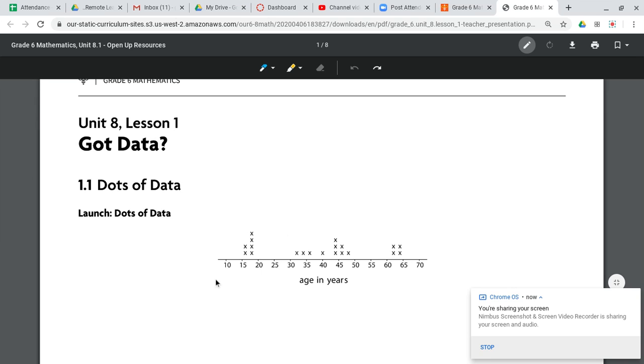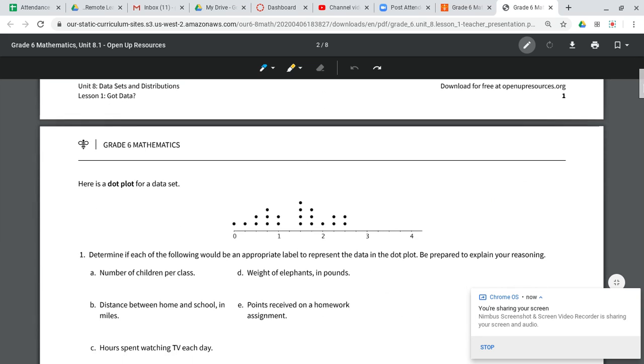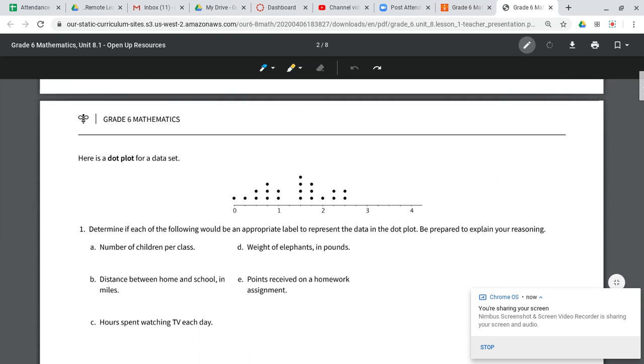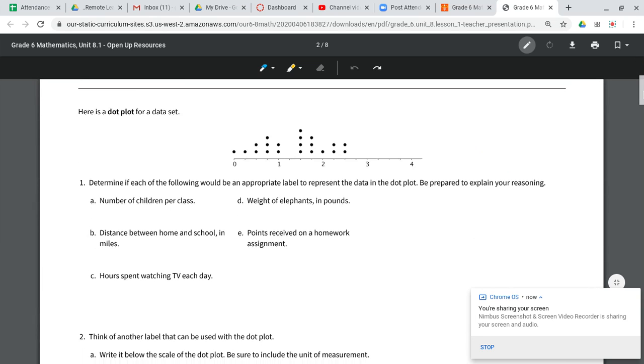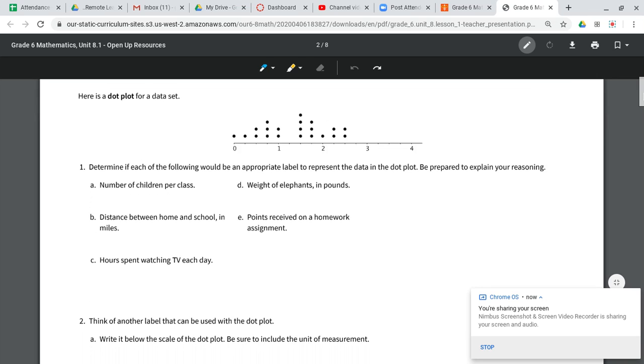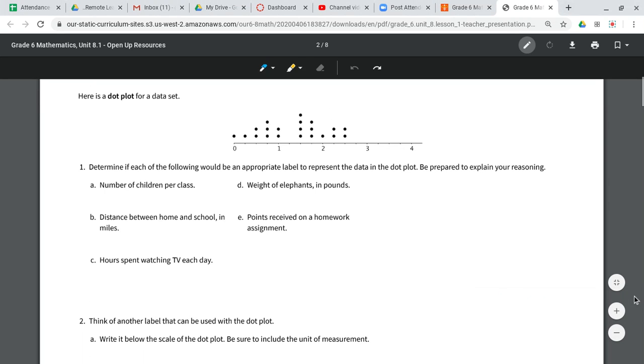So we're going to go ahead and start on lesson 1. We're looking at data and analyzing data. Here's a dot plot for a data set. Some of you guys may remember dot plots from last year in 5th grade. We take our data and we put dots above it on a number line.